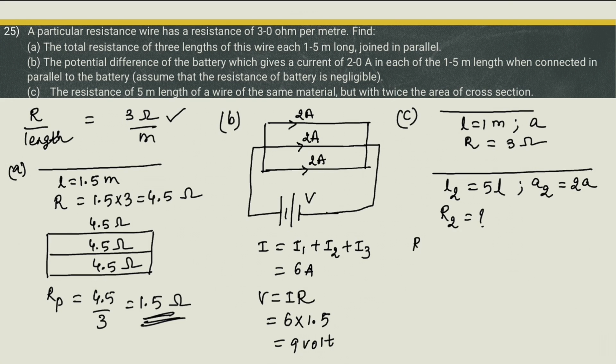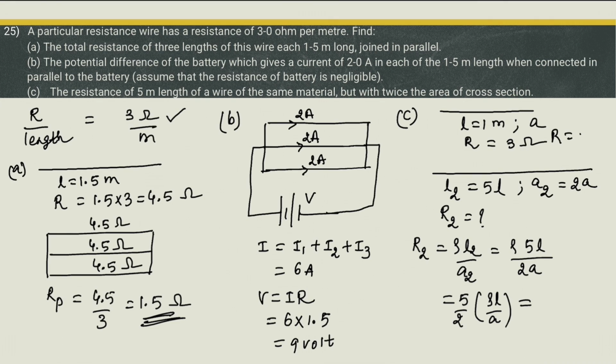R2. So we can say R2 is equal to rho L2 upon A2, that is rho times 5 times L upon A2, which is 2 times the area. So this is 5 upon 2 times rho L upon A, and rho L upon A is 3 ohm, right? Here we can say R is equal to rho L upon A, which is 3 ohm. So 5 upon 2 into 3, 15 by 2, 7.5 ohm. Okay, so the final answer is 7.5 ohm.